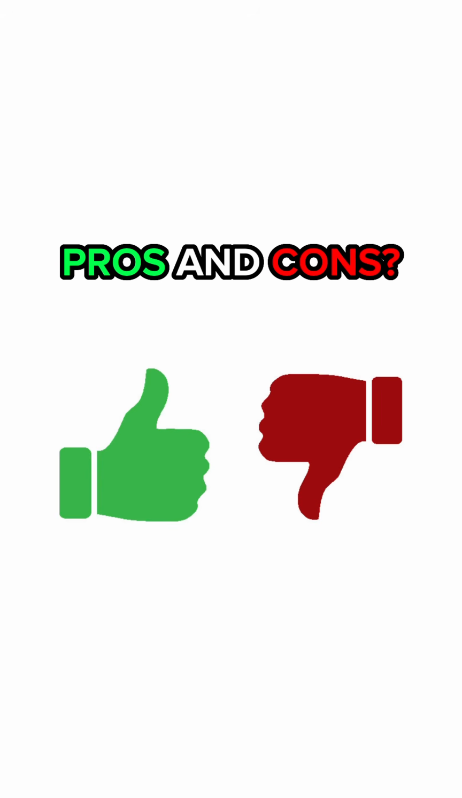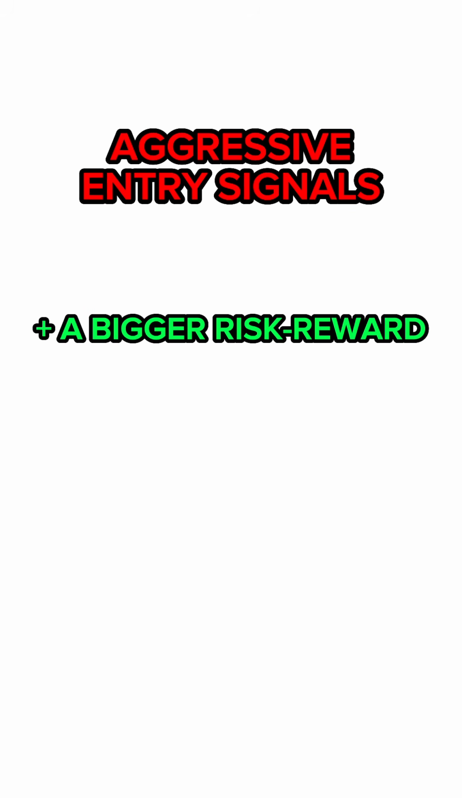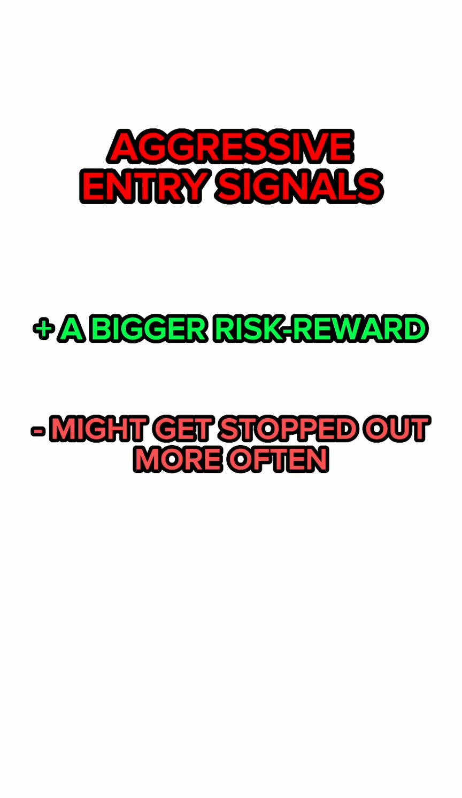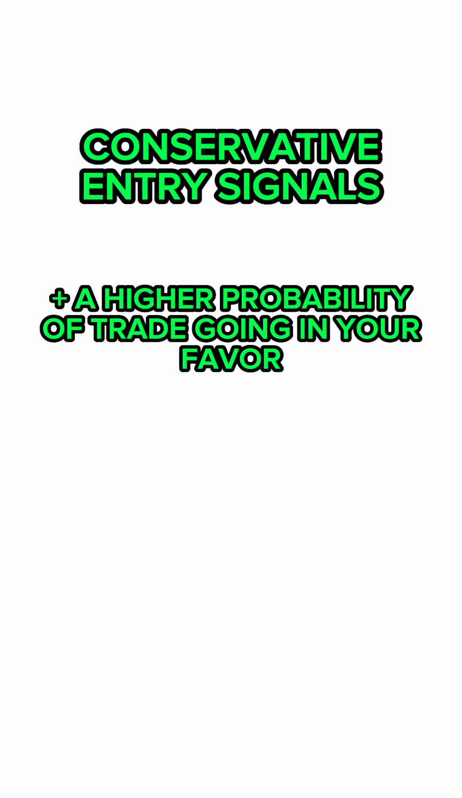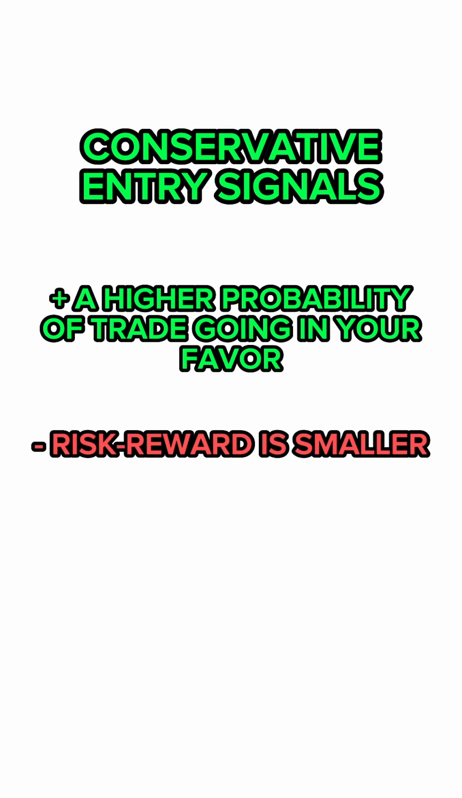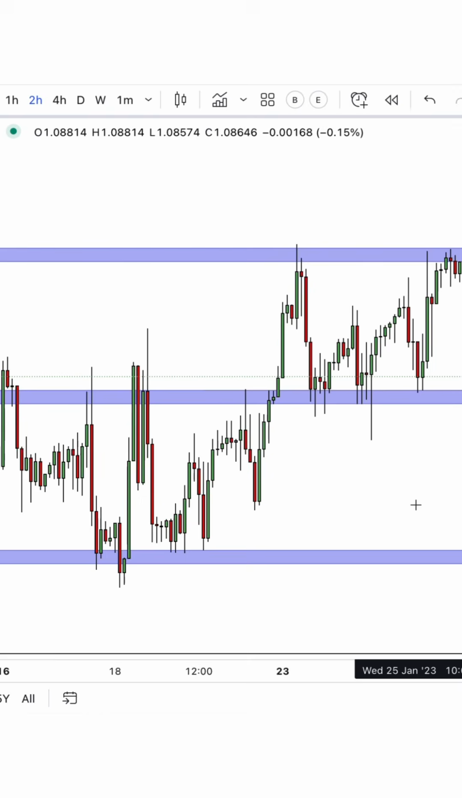Now, the pros and cons of both of these entry methods are as follows. The pro of aggressive entries is that you have a bigger risk to reward ratio, but the con is that you might get stopped out a little more often. With conservative entries, you have a higher probability that the trade will go in your favor, but the con is that your risk to reward ratio is smaller. So let's go to the charts and check it out.